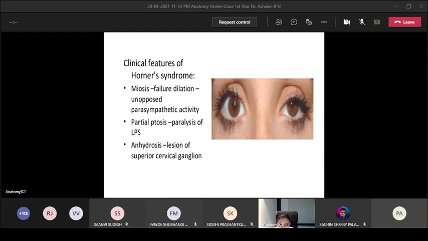They present with different features such as miosis. Miosis is failure of dilatation of the pupil. See, this is the pupil, the black part, and it is constricted.